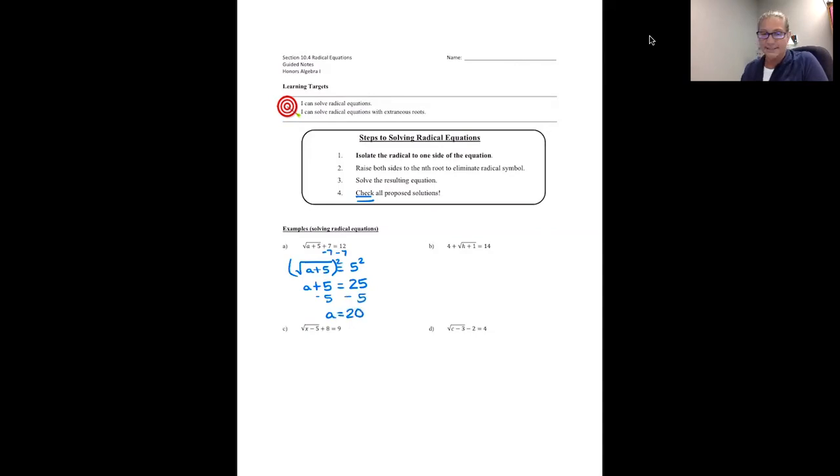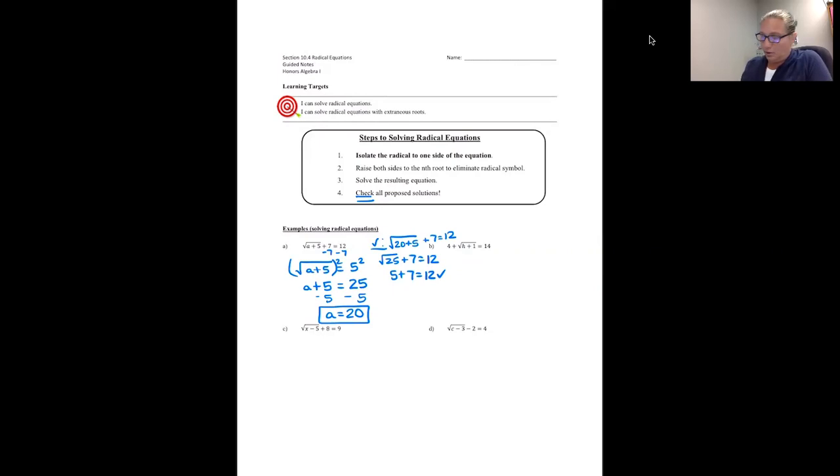In order for us to establish that a is equal to 20, we need to check. So I'm going to write mine out to the side. The square root of 20 plus 5, plus 7 is equal to 12. The square root of 25 plus 7 is equal to 12. 5 plus 7 is equal to 12. That works. The answer is a equals 20.